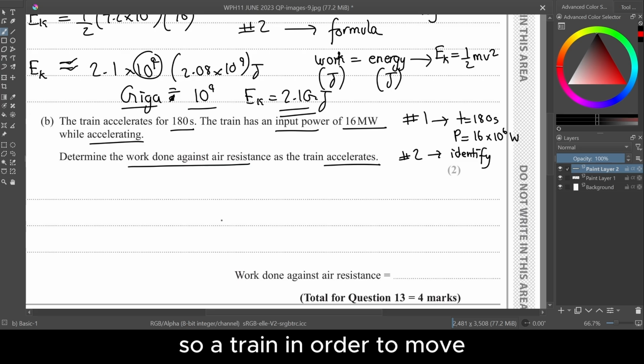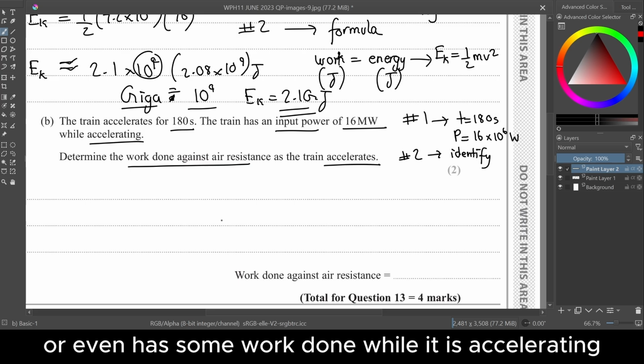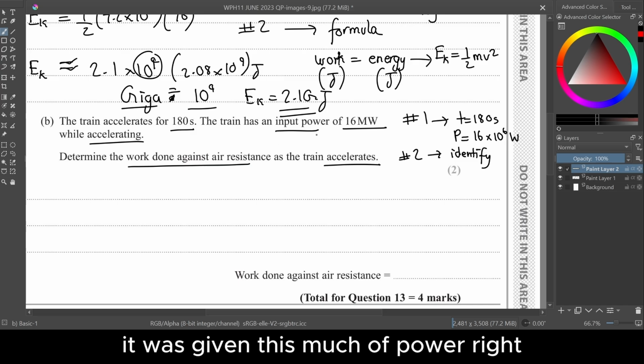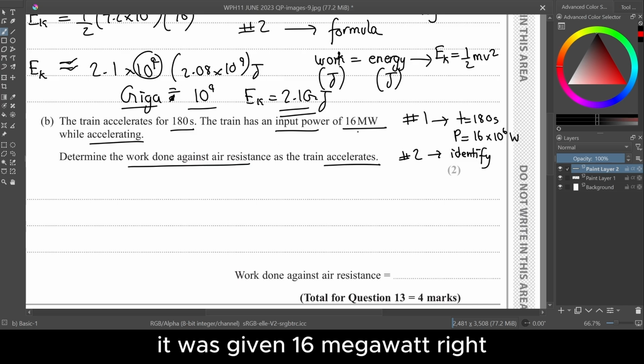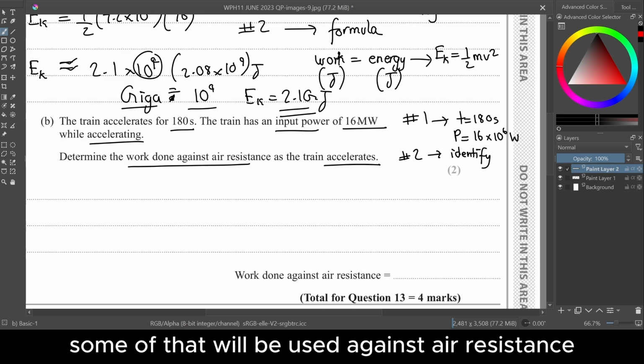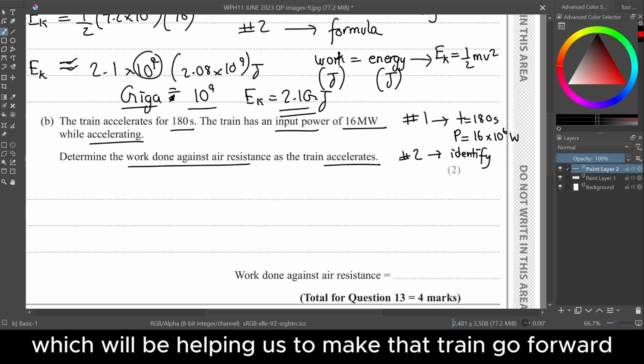Okay, so a train, in order to move, basically is given some power or has some work done while it is accelerating, right? So if you can see from the statement, it was given 16 megawatt, right? While it's accelerating. So from this input power, this total power, some of that will be used against air resistance and some of it will be useful, which will help make that train go forward.